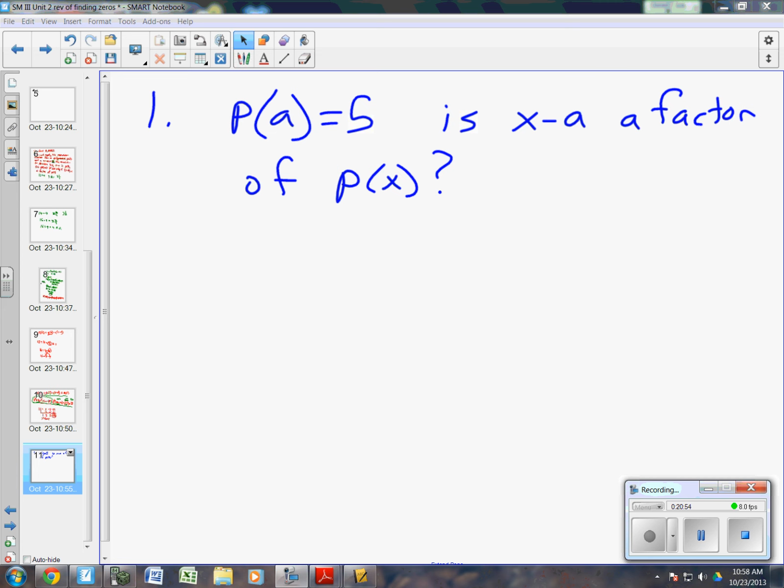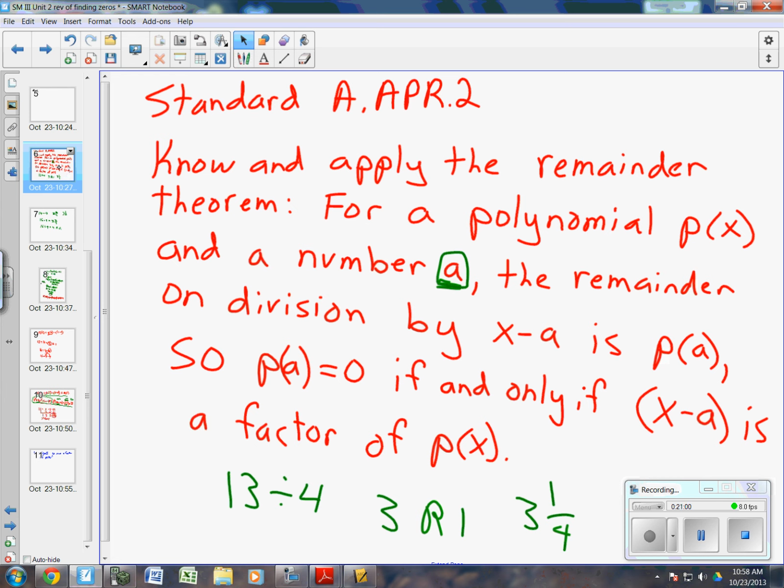Hey, think about this, you guys. Okay, hold on. Look, you guys. Definition: for a polynomial P of x and a number a, the remainder on division by x minus a is P of a, so that P of a equals 0 if and only if x minus a is a factor of P of x. If it's going to be a remainder, P of a equals 5, not 0.